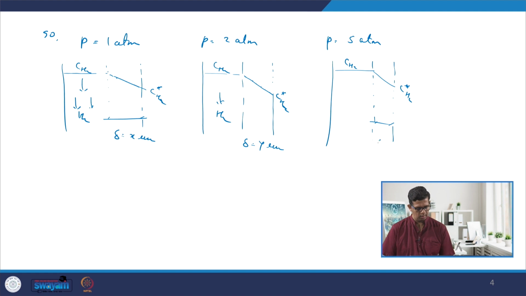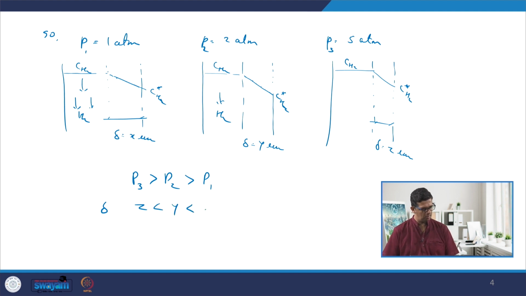Now, this is the delta. So, I can say that this is P1, P2 and this is P3. So, P3 is greater than P2, which is greater than P1. In that case, this delta, which is Z microns in the third case, is smaller than Y microns, which is smaller than X microns, and this is not equal to the thickness of the gas diffusion layer, which is fixed.